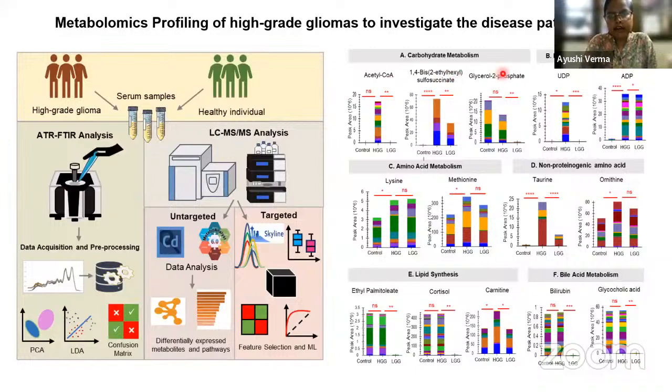We were able to identify a few of the metabolites which are mapping to carbohydrate metabolism. You can see acetyl-CoA, sulfosuccinate, glycerol phosphate, and many of the metabolites related to purine and pyrimidine, because cancer happens due to metabolic disorders. So various metabolites we have identified in this approach.